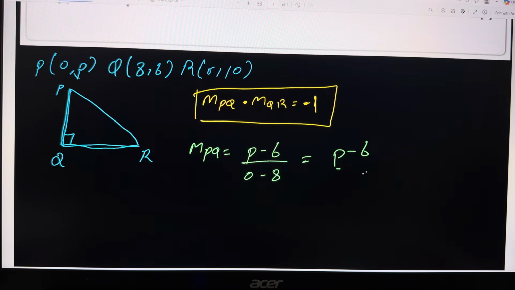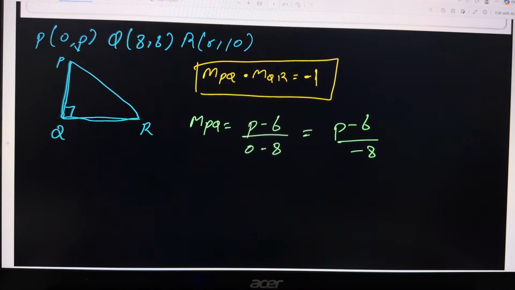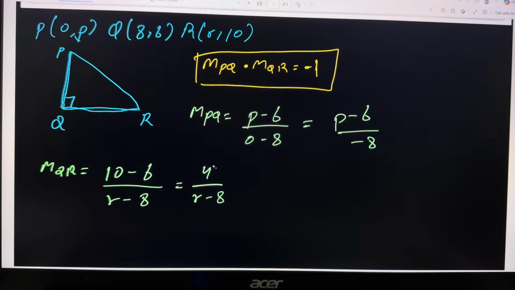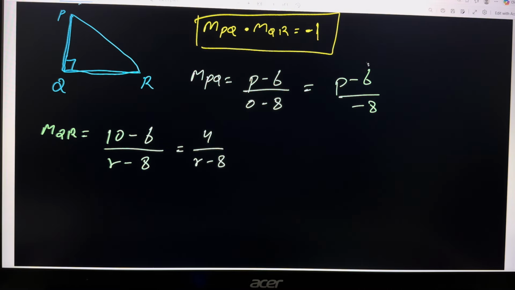which gives us minus p minus 6 upon minus 8. We are left with this as y2 minus y1 upon x2 minus x1. Okay, this is our gradient of PQ. So QR, we can find QR. Gradient of QR is equal to y2 minus y1 on x2 minus x1. So this becomes 4 upon r minus 8. Okay, so we can use this formula. This is just the actual formula that we use.